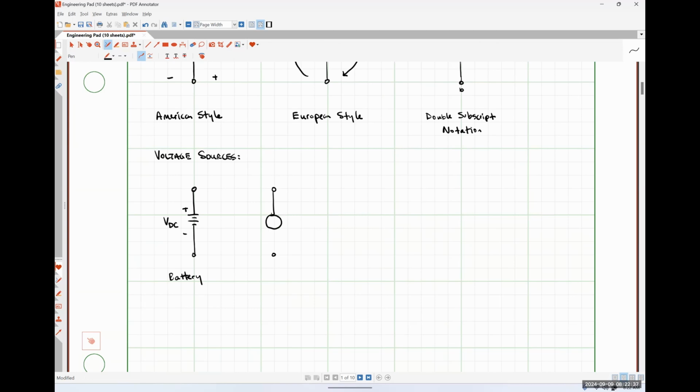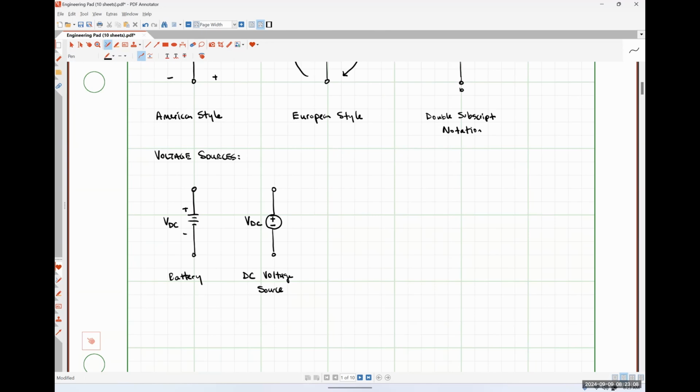So we're going to have a circle, and then there's going to be a positive and a negative polarity terminal defined by the plus and minus sign on the symbol diagram, like so. So this is just a DC voltage source.